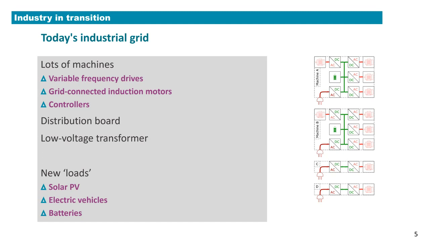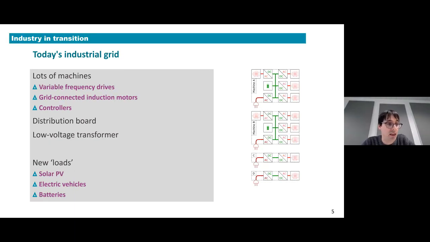Some machines will have some capacitance. There can even be a bit of storage included for fault ride-through, but it's very local and very minimal. But today we're really thinking about installing batteries for the entire factory, or for a certain part which is very, very critical. And all these elements are still connected to the distribution board, to the low voltage transformer, and are fed from an AC grid.